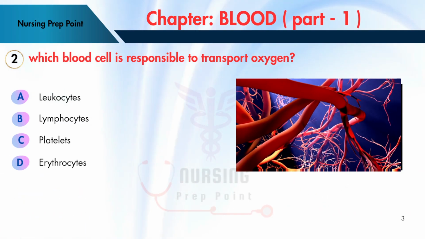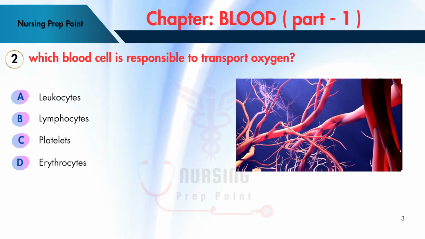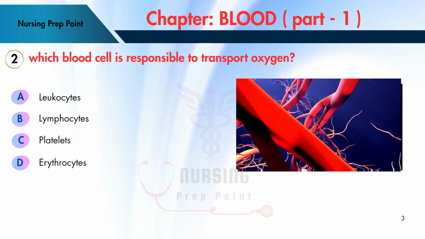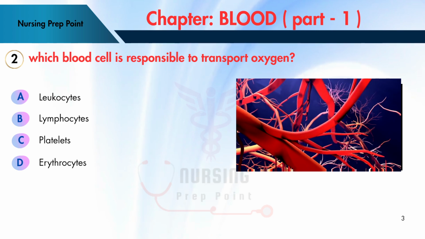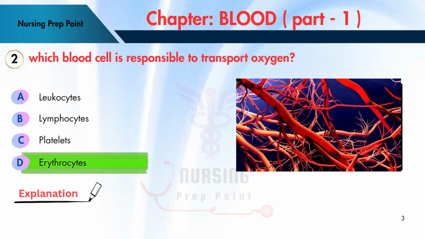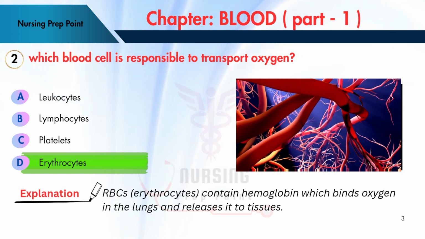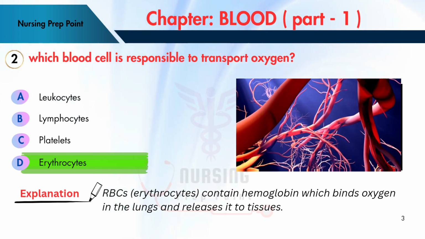Which blood cell is responsible to transport oxygen? Option A, leukocytes. Option B, lymphocytes. Option C, platelets. Or option D, erythrocytes. The correct answer is option D, erythrocytes. Explanation. RBCs, erythrocytes, contain hemoglobin which binds oxygen in the lungs and releases it to tissues.